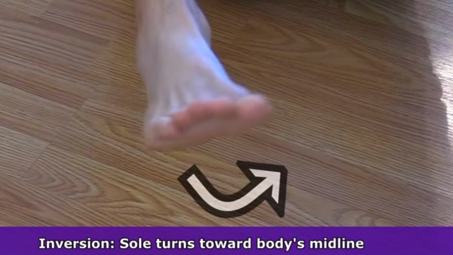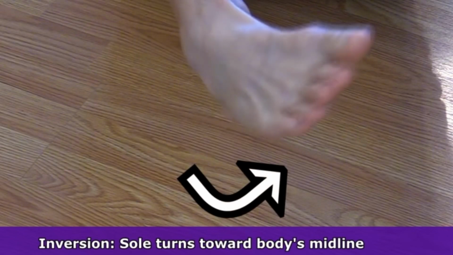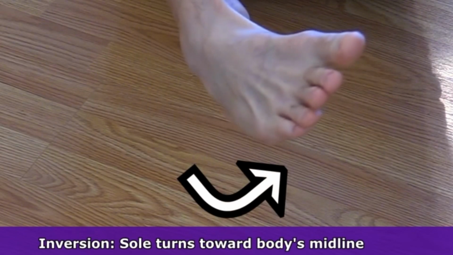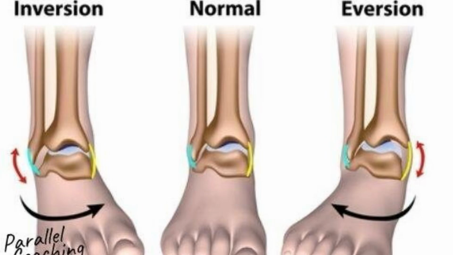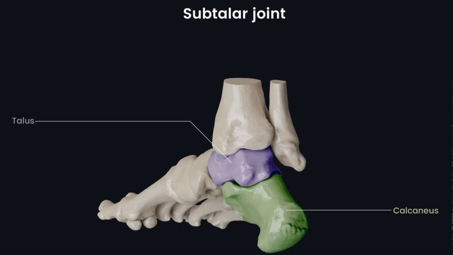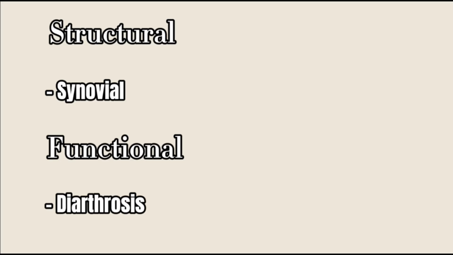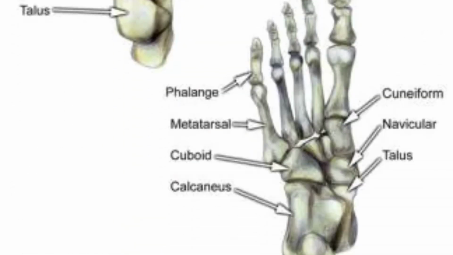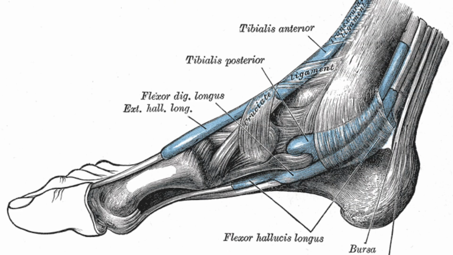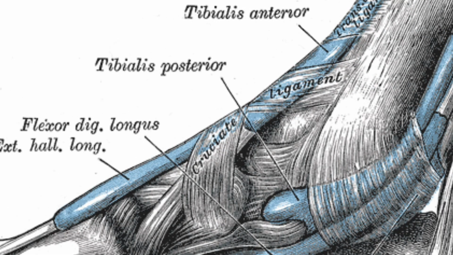Inversion. Inversion involves the movement of the sole towards the median plane, so that the sole faces in the medial direction. The joint used is the subtalar joint. The structural is synovial and the functional is diarthrosis. The bones are the tarsal bones of the posterior foot. The muscle used in this movement is tibialis posterior.